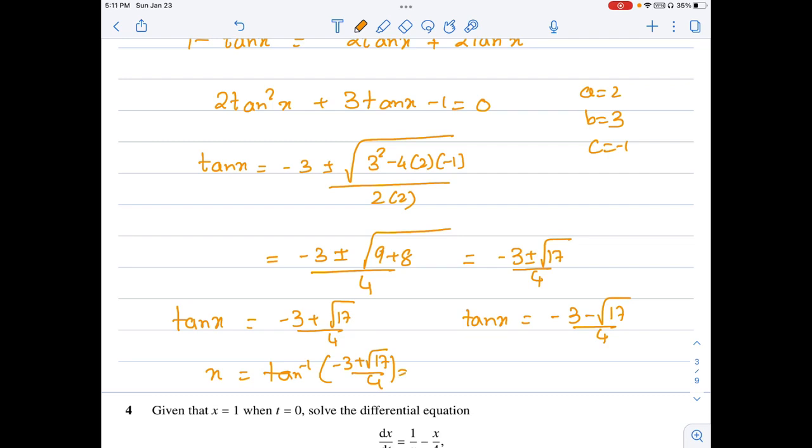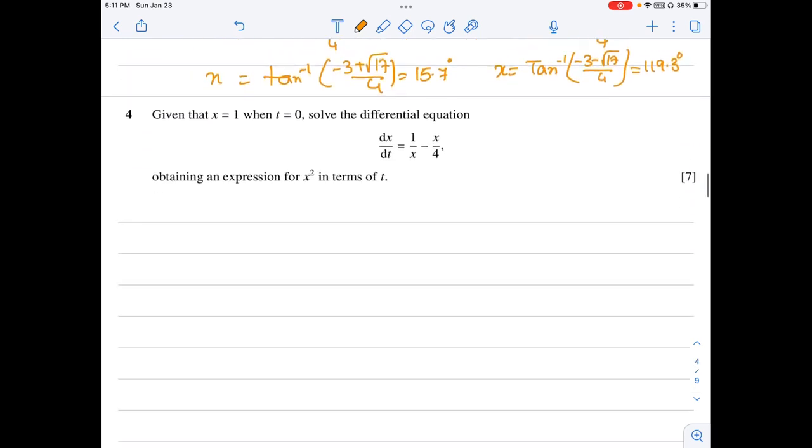Do it by the calculator. Keep the mode of the calculator in degrees. So tan inverse of negative 3 plus square root 17 upon 4. This should be giving you 15.7. And another angle x is equal to tan inverse of negative 3 minus root 17 upon 4. Go back and change the value to negative root 17 upon 4. This should be giving you 119.3 degrees. So these are the two answers.